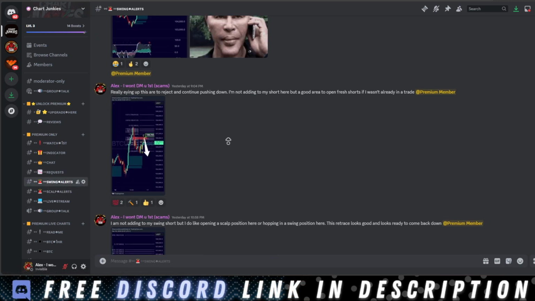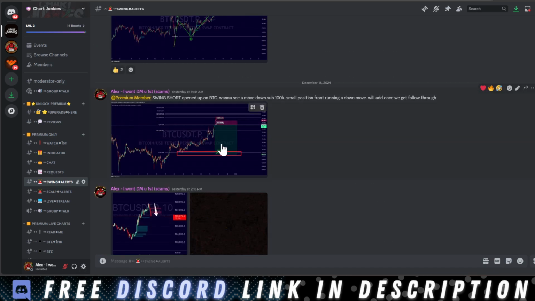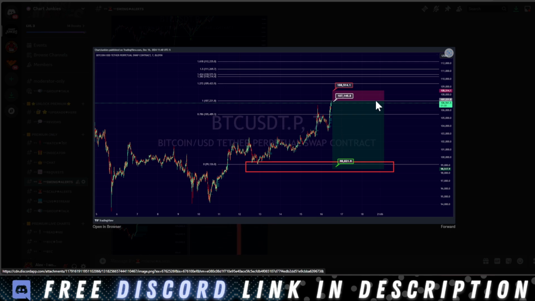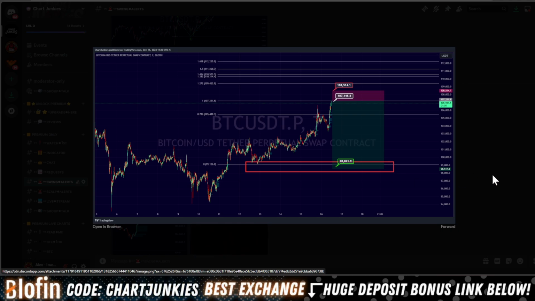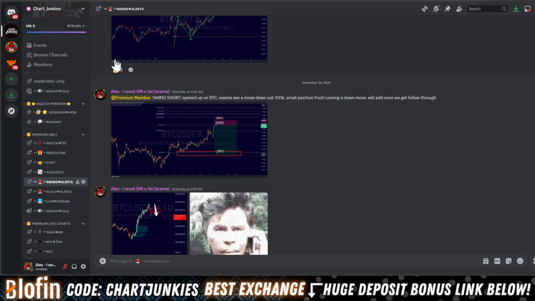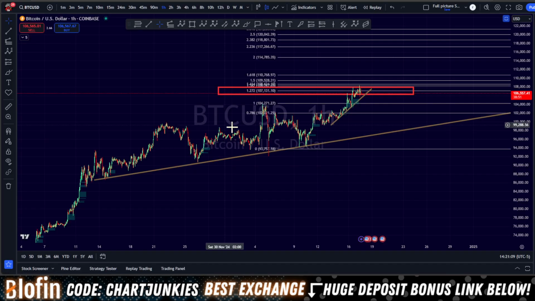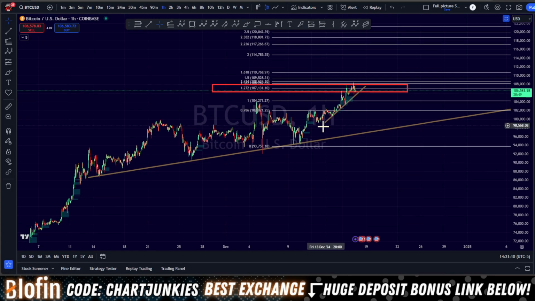Where we at? Right here. Never got stopped out, just sitting in this trade, and this is actually what I'm expecting to occur, what I'm going to show to you guys. We can go deeper, but 100K is my first target.